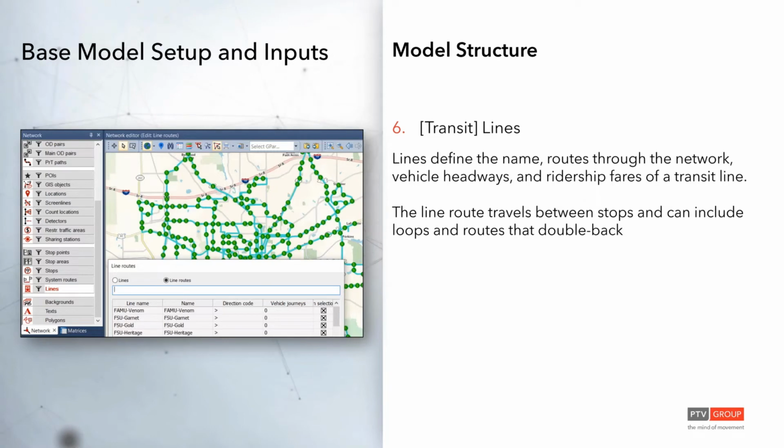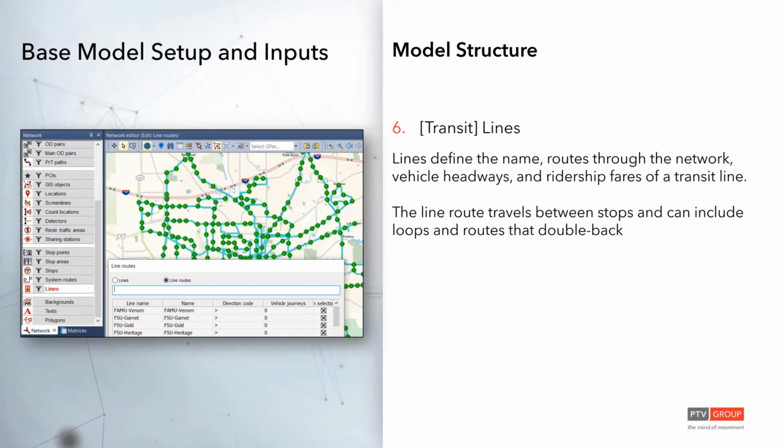And in between those stops, you're going to have public transit lines, which define the headways, the riderships, the fares. And then you have the public transit routes, which are the actual specific link sequences and stop sequences that the vehicles are going to be following.